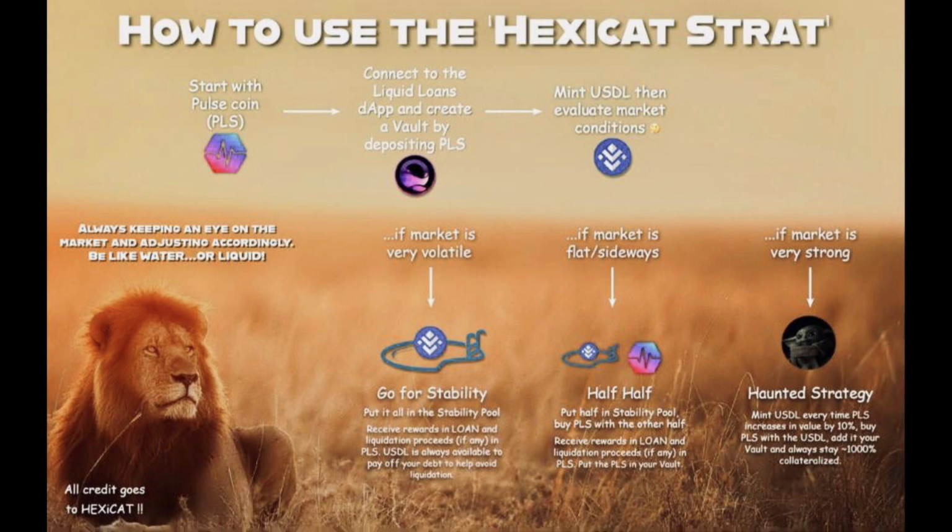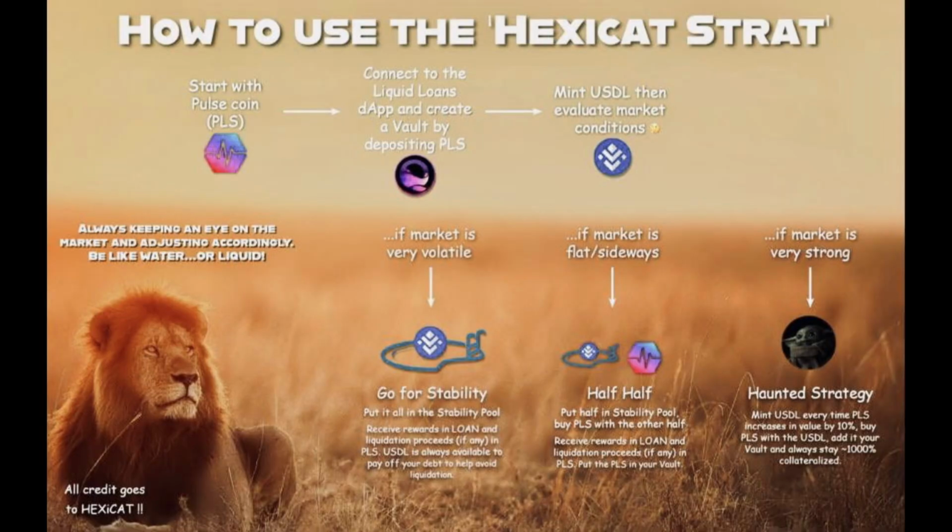It's absolutely amazing. By the way, this is very important. Look at the right-hand side. It says, always keep an eye on the market and adjust accordingly. Be like water or liquid, okay? Make sure that you always keep an eye on the strategy. Now, I know I said the lowest that you can put into the vault is 110% of what you want to get back out as a loan, but putting only 110% is very dangerous. I would recommend that you put 300% into the vault and then you get back that value in USDL. So let's say that you put $6,000 into the vault, you should get back $2,000, right? If you put $6,000 in and you get back $2,000 out, that is a collateralized value of 300%.